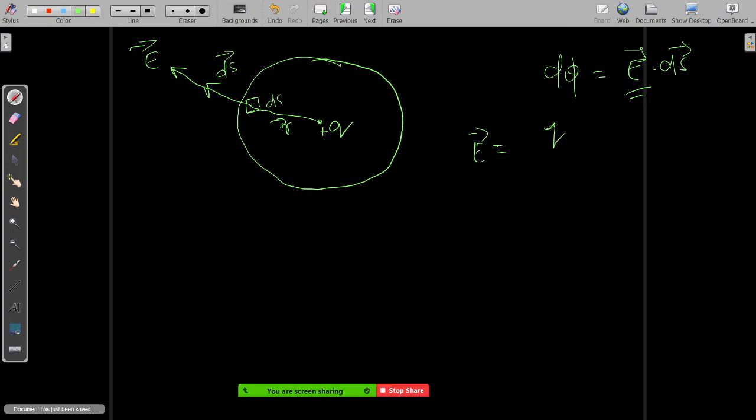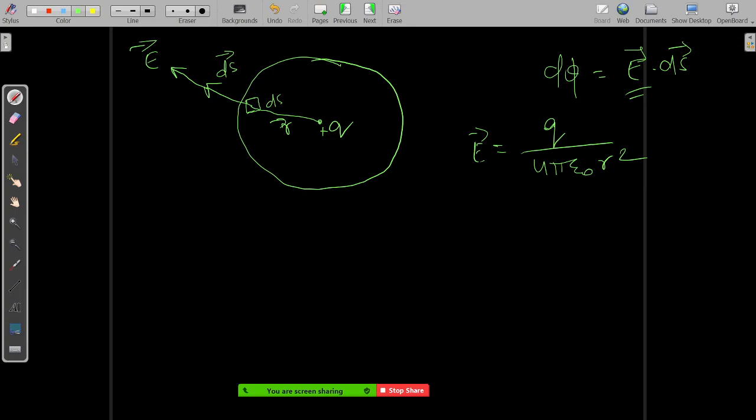So electric field is force by this thing. So it's Q by 4 pi epsilon naught r square. No, no, it's not square, right? Yeah, r square. E is Q by 4 pi epsilon naught r square on this surface. Everywhere it will be the same, right?